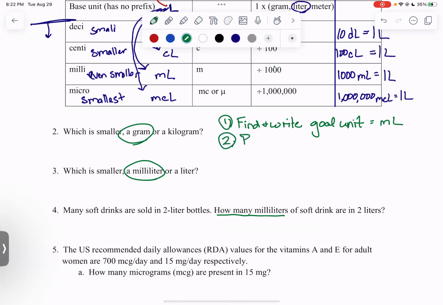My second step is to pull out important mathematical relationships.